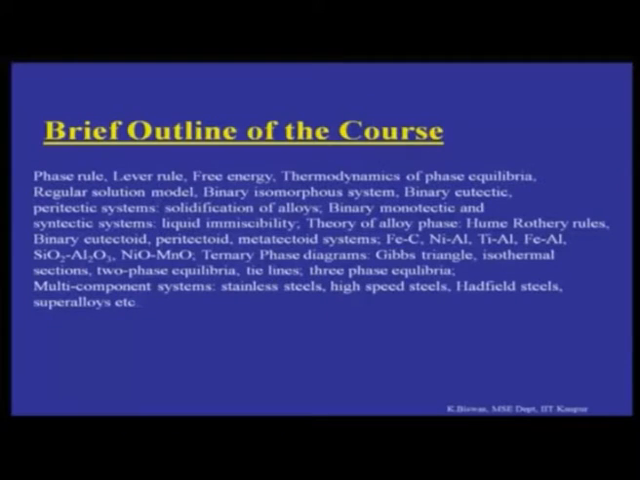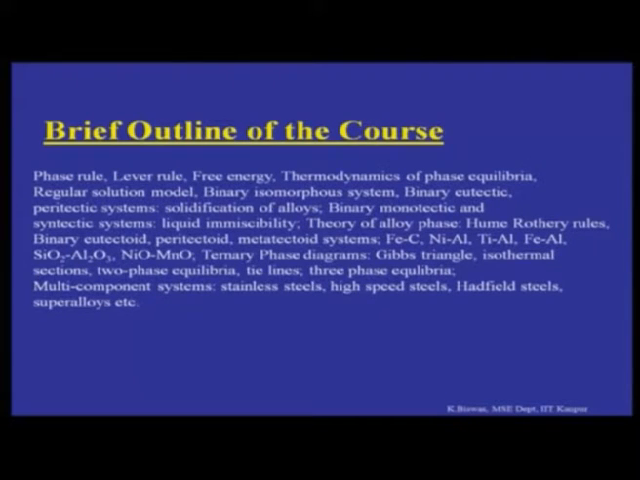Then we have to move into ternary systems, because most of the alloys of importance in the metallurgical community are ternary alloys, like stainless steel, which is a ternary alloy of iron, chromium and nickel. Therefore it is important to understand ternary phase diagrams also, because you need to read the phase diagram and get an idea about how to use it. So we talk about Gibbs triangles, isothermal sections, 2-phase equilibria, tie lines, 3-phase equilibria, and at the end we will discuss some multicomponent systems like stainless steels, high speed steels, or superalloys. This is in a nutshell the whole syllabus of this course.